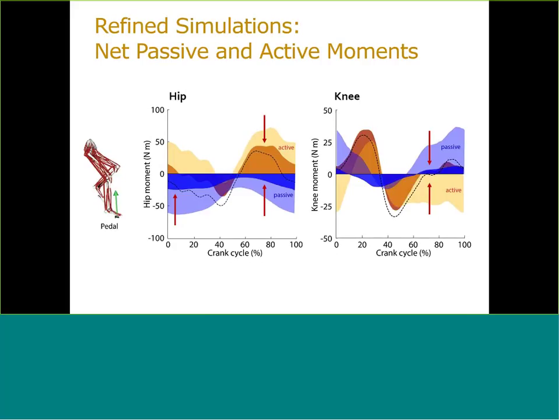Here are the same active and passive moment contributions using our refined model. You can clearly see a decrease in the net passive moments both at the start of the downstroke and throughout the upstroke phases of pedaling. And as a result, the net active moments were diminished significantly in both the hip and knee.